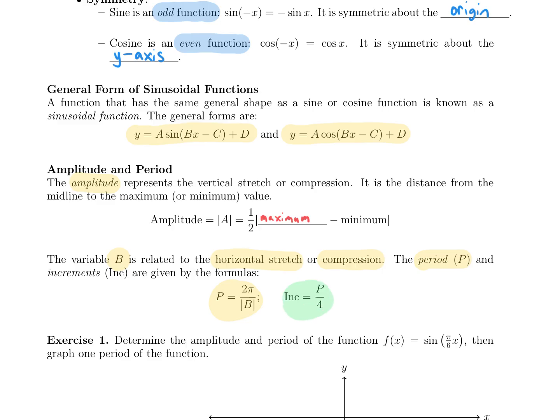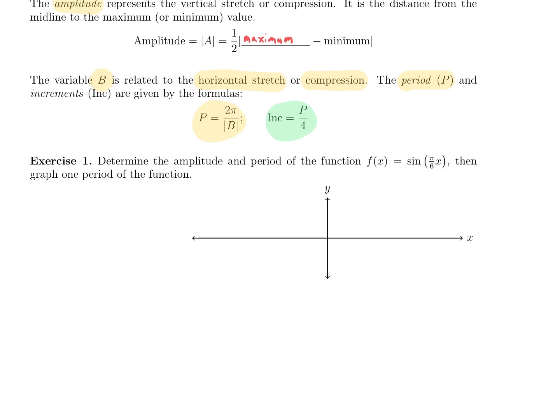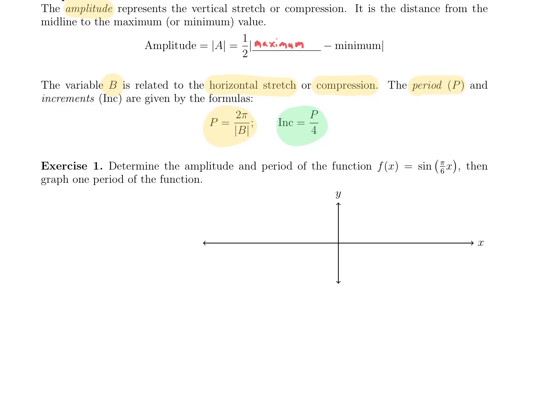The increments are going to tell you where to plot the points. And you're going to need a total of 4 increments. So we'll get to that. So here we go. Here is our first exercise. They want us to determine the amplitude and period of the following function, then graph one period of the function. So let's start with the amplitude.